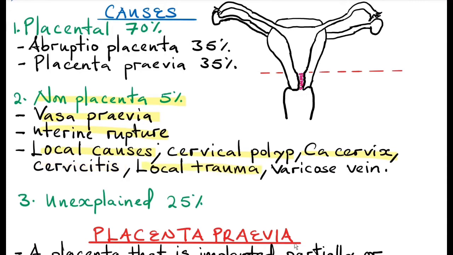And then you can have local trauma. Local trauma is in situations where, let's say, the patient took a fall or was involved in a road traffic accident which affected the gravid uterus, or gender-based violence. Or you can have local trauma also on the cervix.